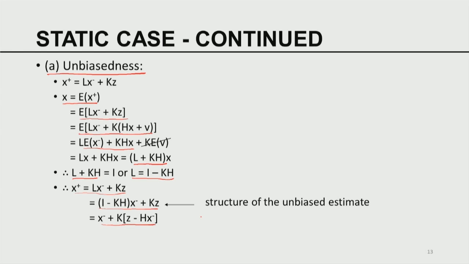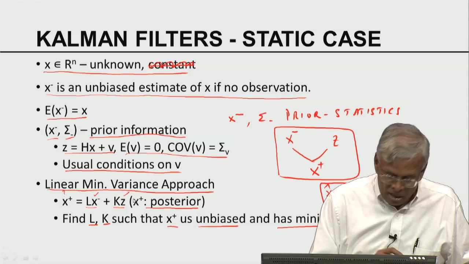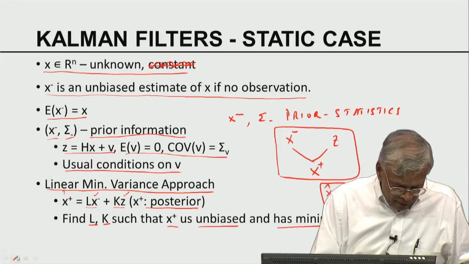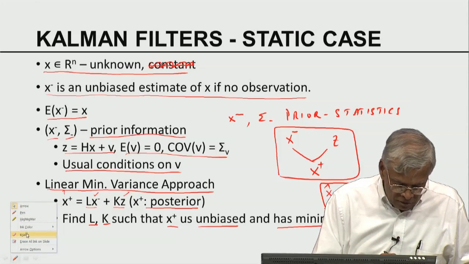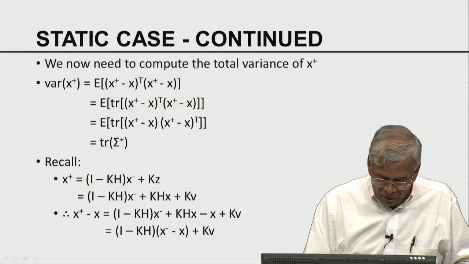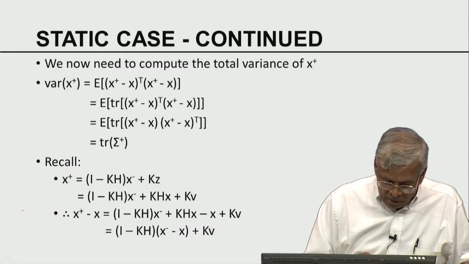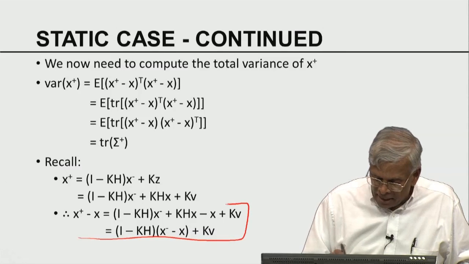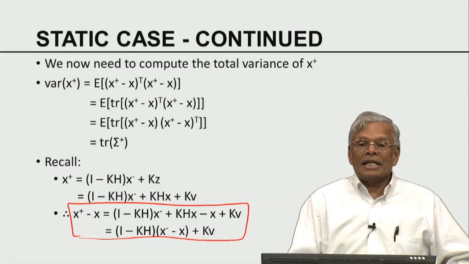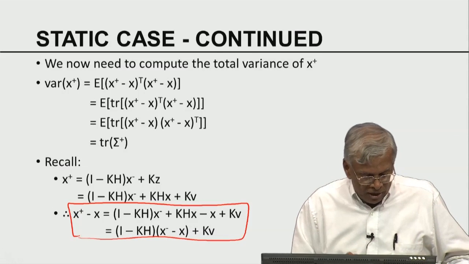So you can see we are running very much parallel to the linear minimum variance estimation in this particular context, except that the structure has been taken to be this. I would like to remind ourselves that we are looking at the structure of the estimate that comes from the unbiasedness condition and the linear structure, linear in both z as well as in x prior. So that is what the resulting structure is.